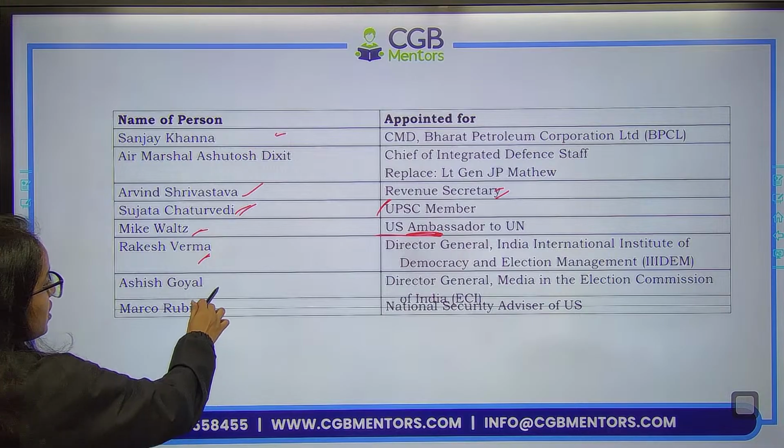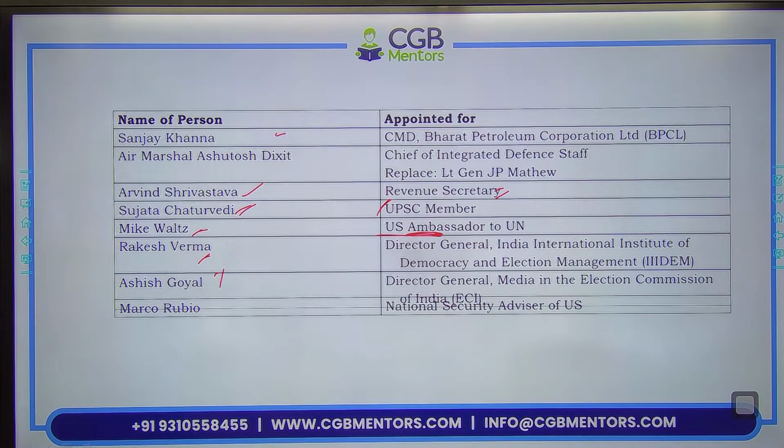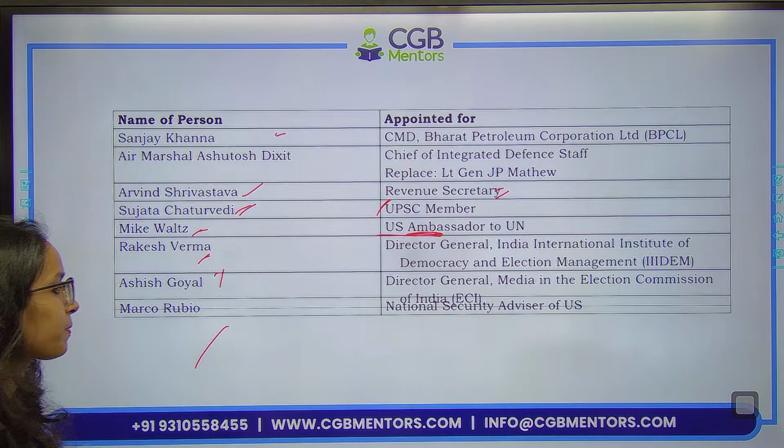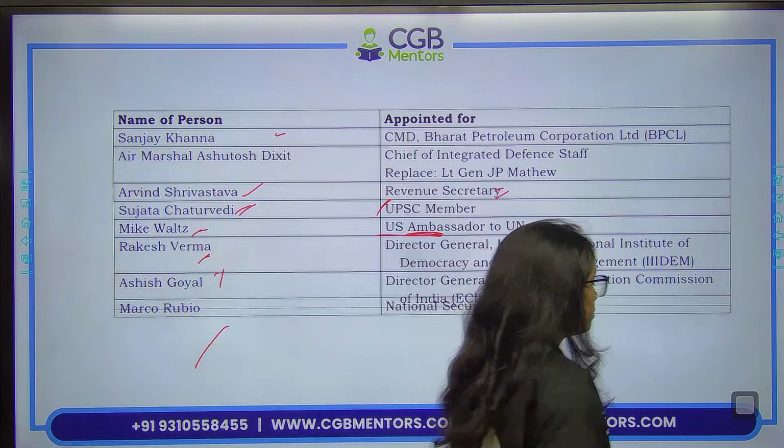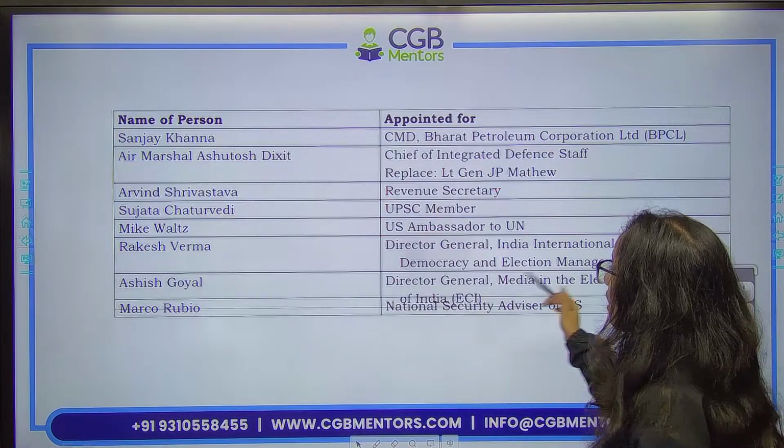Then you have Ashish Goyal, Director General of Media in the Election Commission of India, and Marco Rubio, National Security Advisor of US. So these are your appointments.